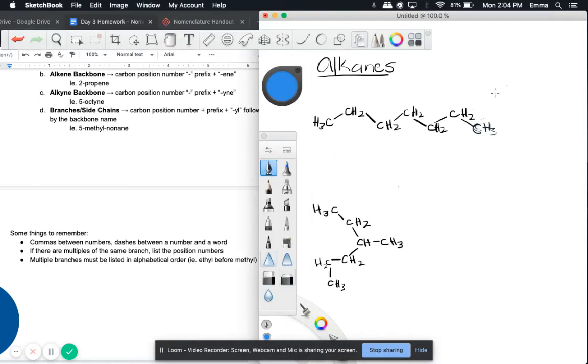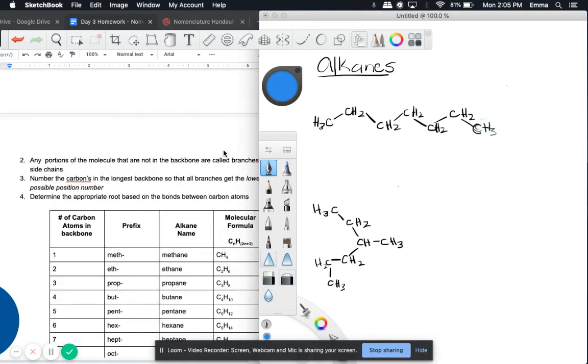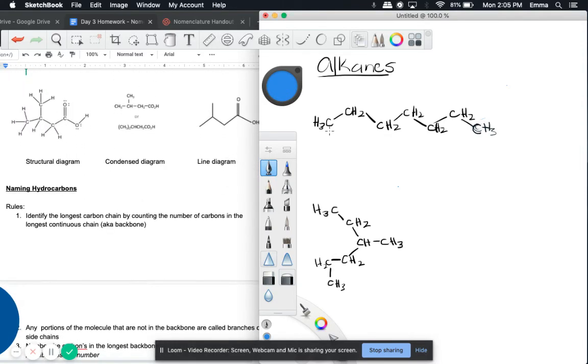I started off with alkanes. So if we go back to the types of diagrams, this is a condensed diagram because it only shows the bonds between carbons. And then I'm going to redraw it as a line diagram to show you guys how to do that as well. So in the line diagram, every vertex or end point of a line has a carbon at it, and you have to fill out the number of hydrogens.